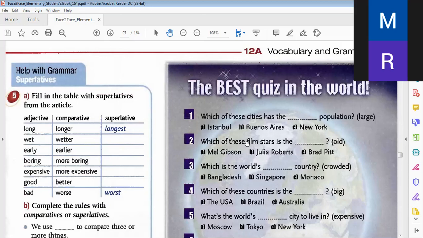ذكريني يا رنيم، نبعث لك التسجيل بعد الحصة. الحصة اللي فاتت. So على الأقل يعني تطلع على الموضوع.